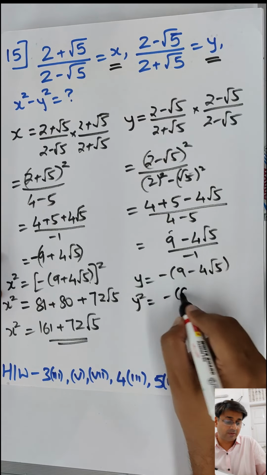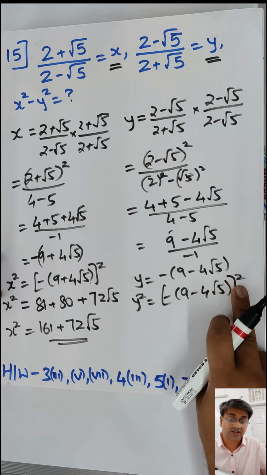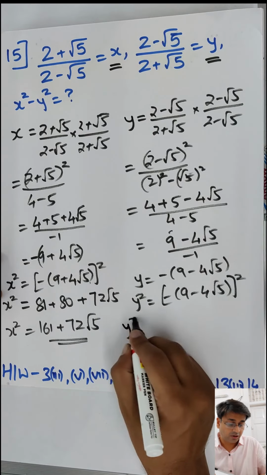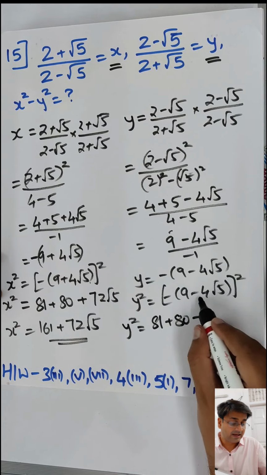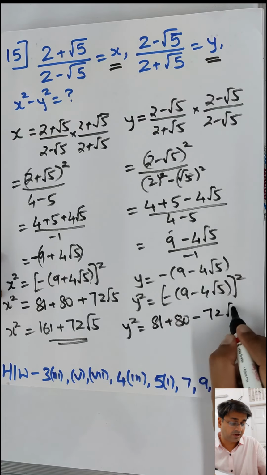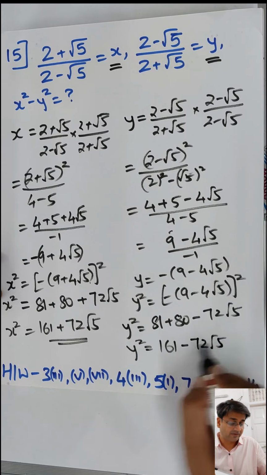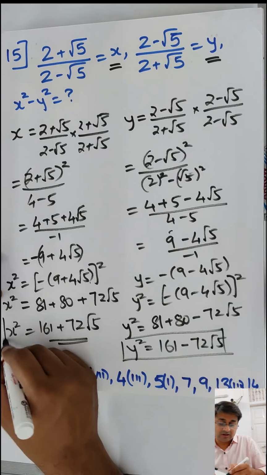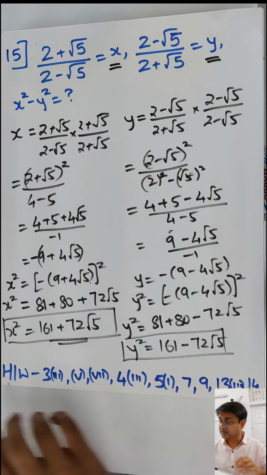So y square will be minus 9 minus 4 root 5 the whole square. So again minus ka square becomes plus. So what do you have then is a square, b square minus 2ab. So that is 72 root 5. So I'll get y square as 161 minus 72 root 5. Don't you think we've done the same sum earlier? It is actually the same sum earlier, trust me.